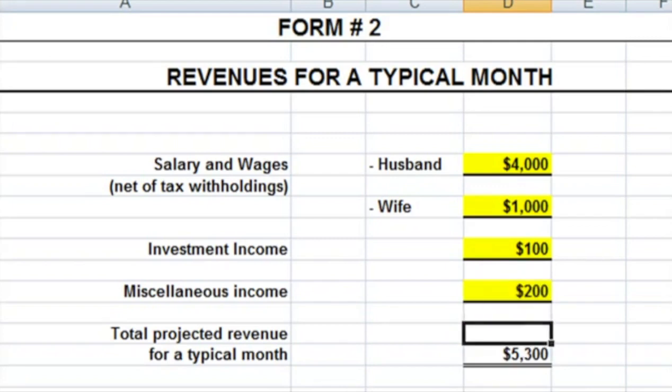So I think you can see this form is very simple, very straightforward. You just list all the sources of income on a monthly basis. And as you can see, we've got formulas in this Excel template that total up the total revenue for a month. And you'll see at a later date that this total revenue does show up on form number 5. Also, please note that I would round everything to the nearest dollar. You don't need to put in pennies. It'll make it a whole lot faster.